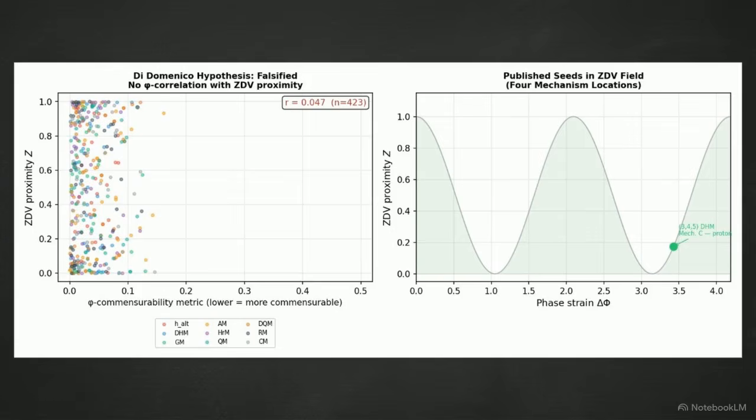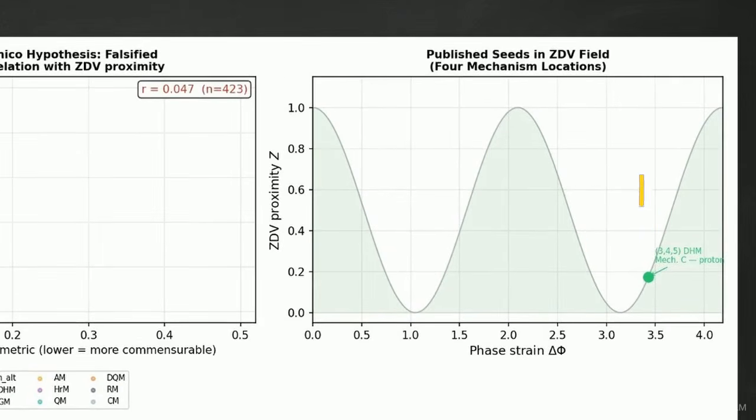This chart maps the zero deviation vertex, or ZDV field. The green curve represents the proximity landscape. These predictions work because the specific particle seeds, like the proton seed marked here, rest at high proximity values, closely hugging the vertices of this field.